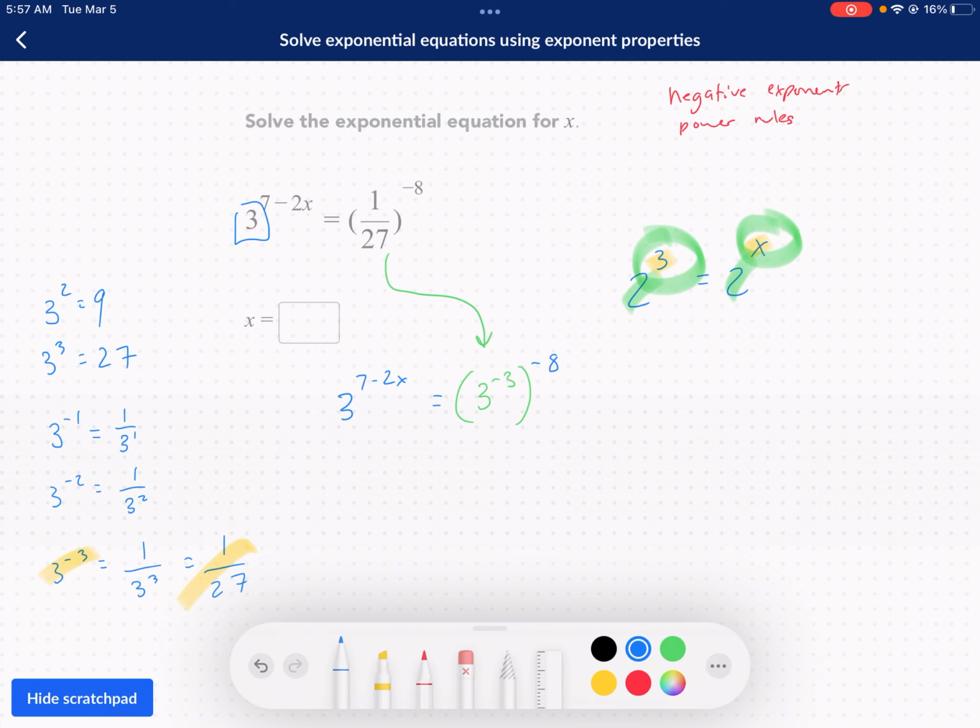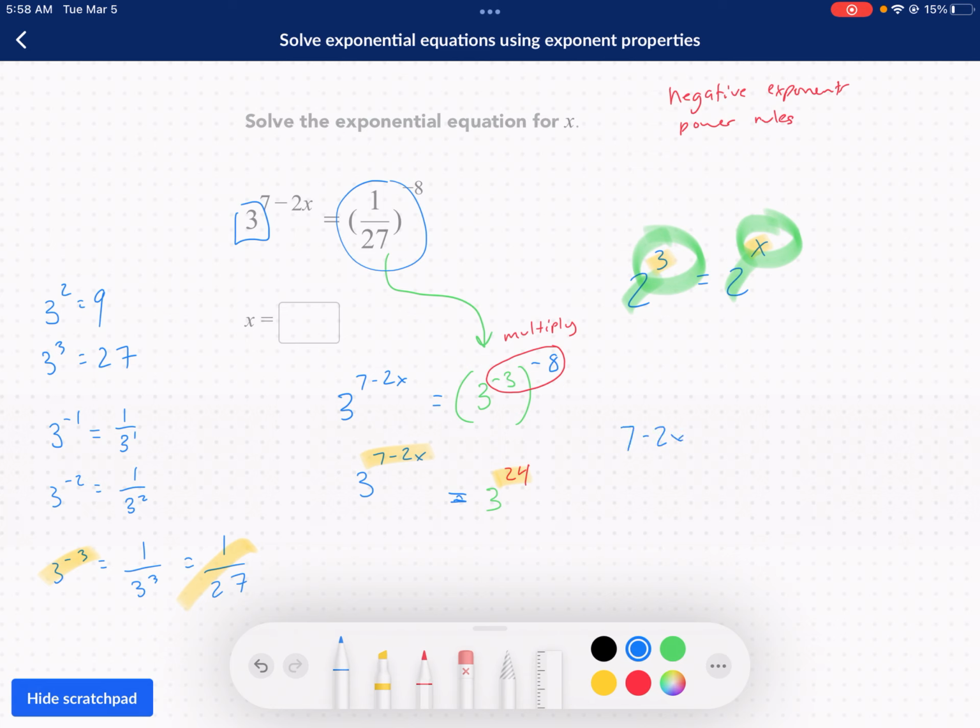The reason why is we're going to apply one of the power rules, which is a power raised to a power. We're going to multiply those two exponents. When we multiply negative 3 times negative 8, we're going to get positive 24. We still have that base of 3. And then on the left side, we still have it equal to 3 to the 7 minus 2x. See how we were able to change these two unlike bases to match now? And from there, we can say, hey, 7 minus 2x and 24 both need to be the same.